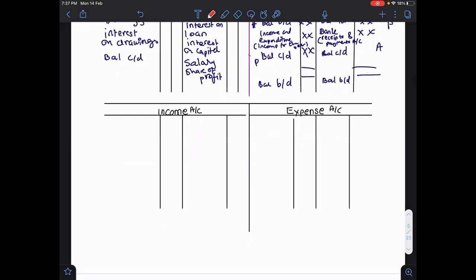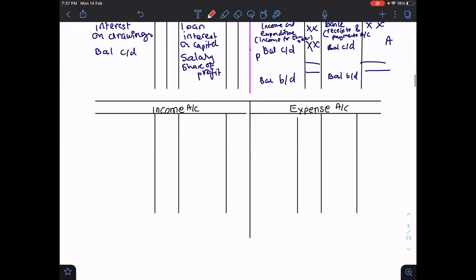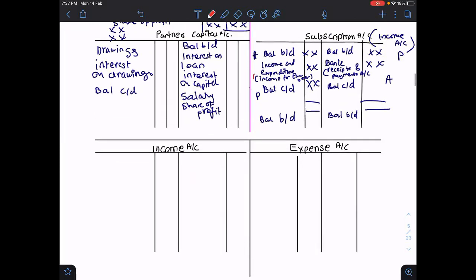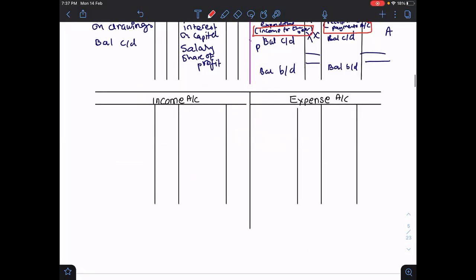Make income account expense account. When you write explanation, you should change the color, na? For income account, na use OPOP. Okay. Or you can write accrued. It's fine.